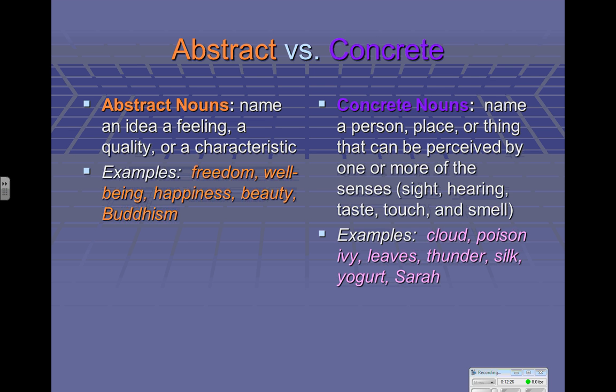So there are obvious examples like your desk, your chair. We don't have difficulty with those. A cloud, yes, I can see a cloud. Poison ivy, yes, I can see poison ivy. Leaves, I can see. Thunder, careful here. You cannot see thunder, but you can hear it. So it is in fact concrete. Silk, yogurt, and Sarah. Concrete means it actually physically exists. You can smell it, taste it, touch it, feel it.